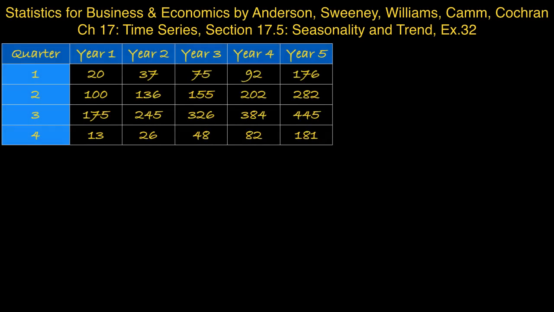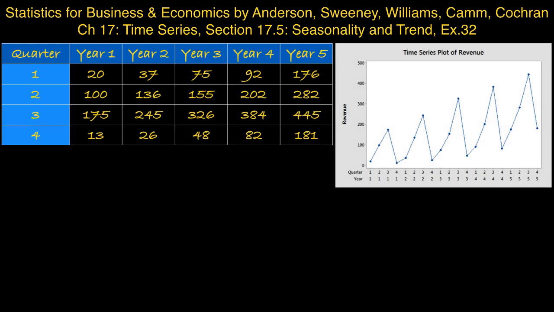Construct a time series plot. What type of pattern exists in the data? So here's the plot that Minitab gives us, and we can clearly see a seasonal trend because of the up and down nature of the time series. But there's also a linear trend here as well, because over each year revenue looks to be increasing.